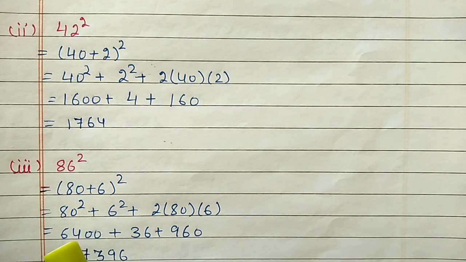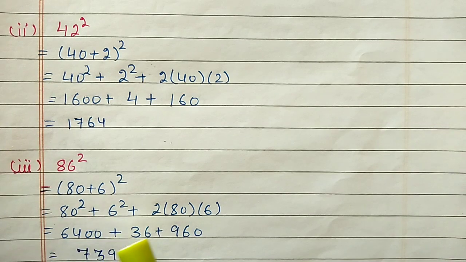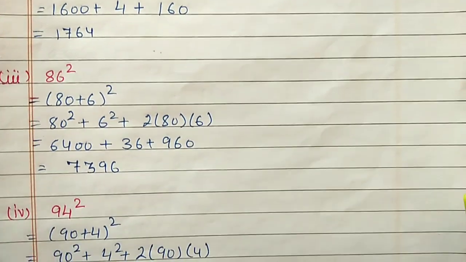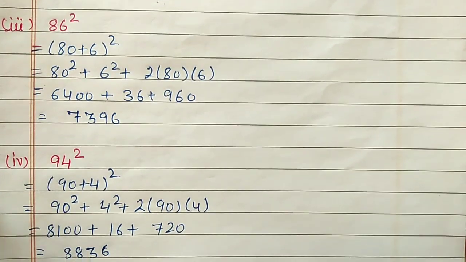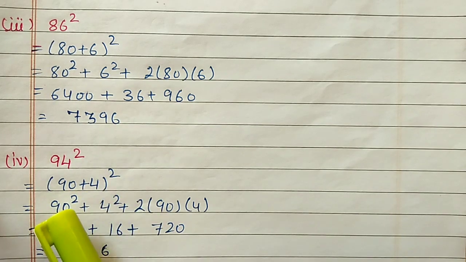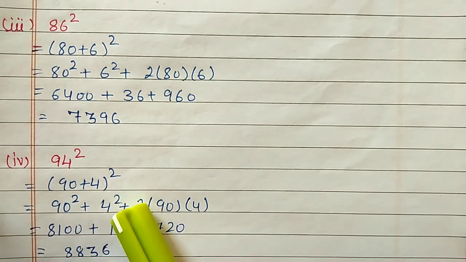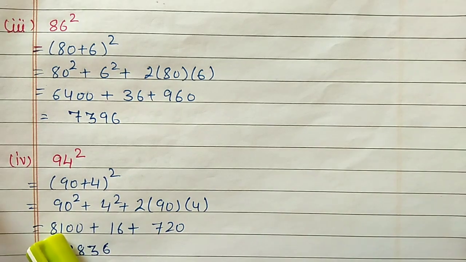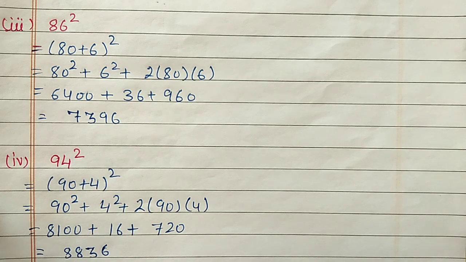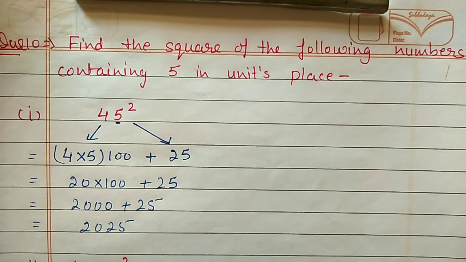A square is 6400 plus 36 plus 960. So 7396. Fourth part, 94 whole square. 94 we can write as 90 plus 4 whole square. So A square plus B square plus 2AB: 8100 plus 16 plus 720. 8836 is your answer.